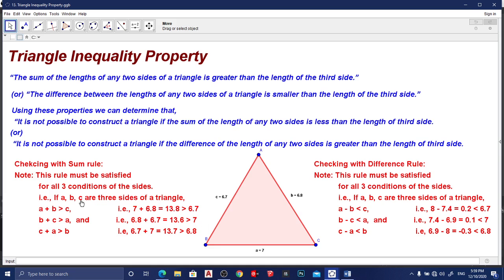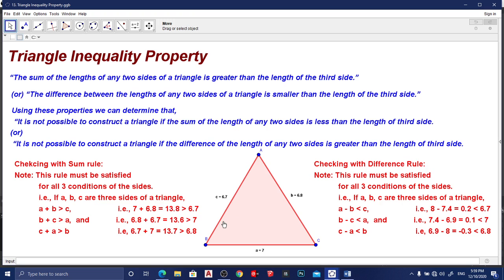Now, cyclically, the third condition is C plus A should be greater than B. Now take C and A. What are C and A here? 6.7 and 7. So 6.7 plus 7 is 13.7. This is also greater than the third side, which is B, 6.8. Now all three conditions are satisfied here. Since we are taking these sides from the triangle itself, that's why they are satisfying. If you take them randomly, that will be different. That I will also show in the next slide.